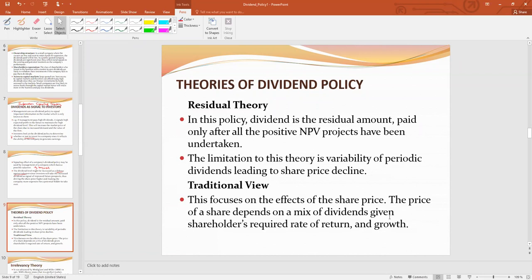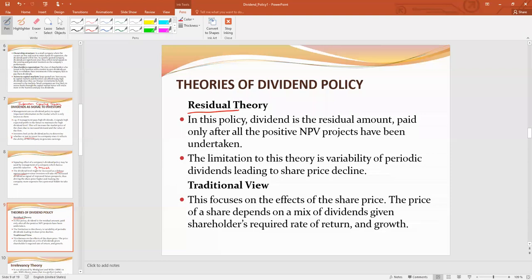That's the residual theory. You pay the dividend from what is remaining. Look at the term here: residual means what is remaining. So you pay the dividend upon taking care of the investment, and that's when you pay the dividend, from what is remaining.